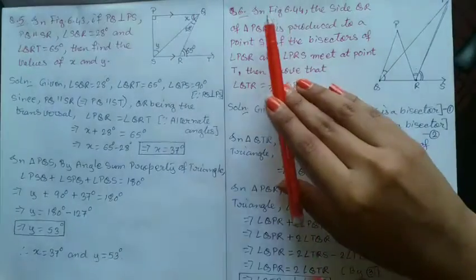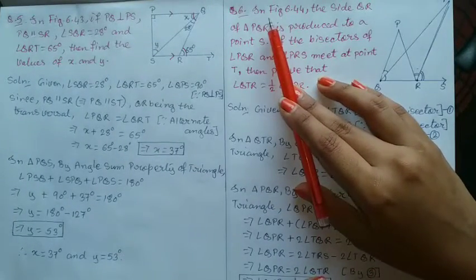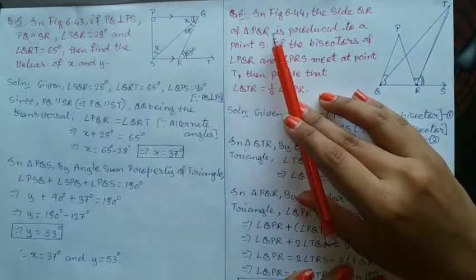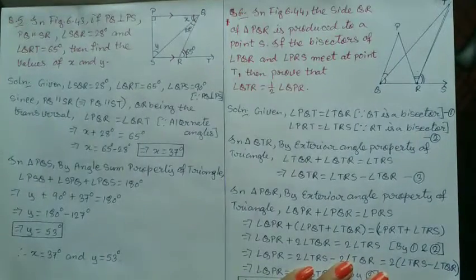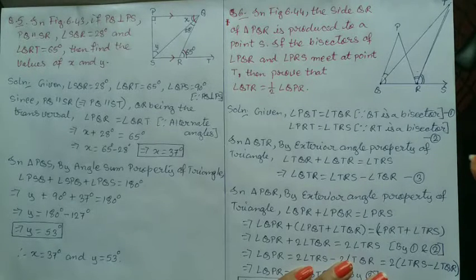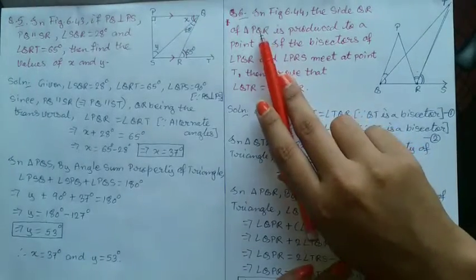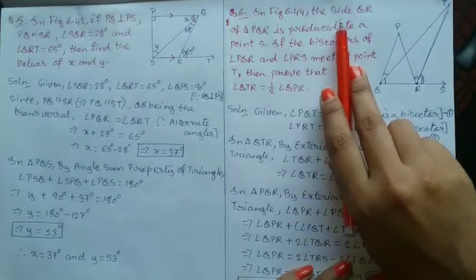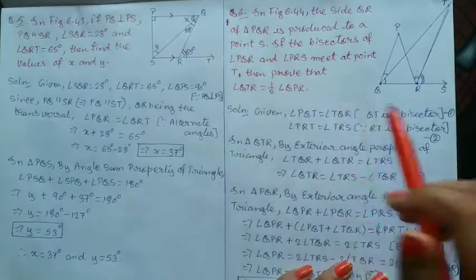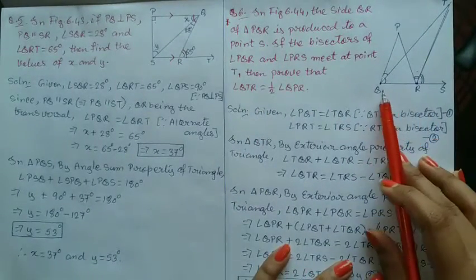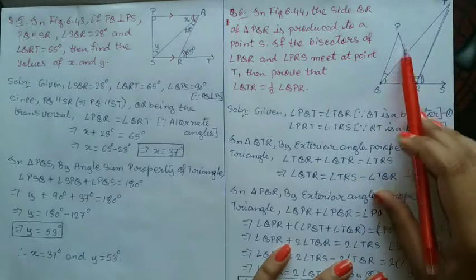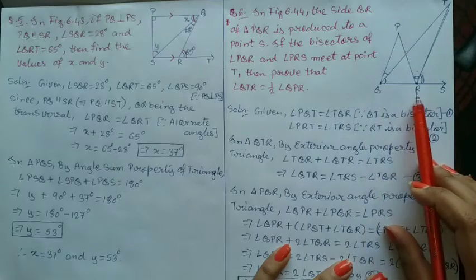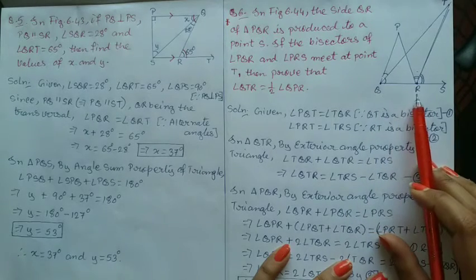Now we'll solve question number 6. In question number 6, this is a very complicated sum, and it is one of the most important sums of this particular exercise. So what does it say? It is an easy one as well as a complicated one. So let's go through. In figure 6.44, the side QR of triangle PQR. Let's focus on the diagram. Side QR of triangle PQR. So we have a triangle PQR and its base is QR.